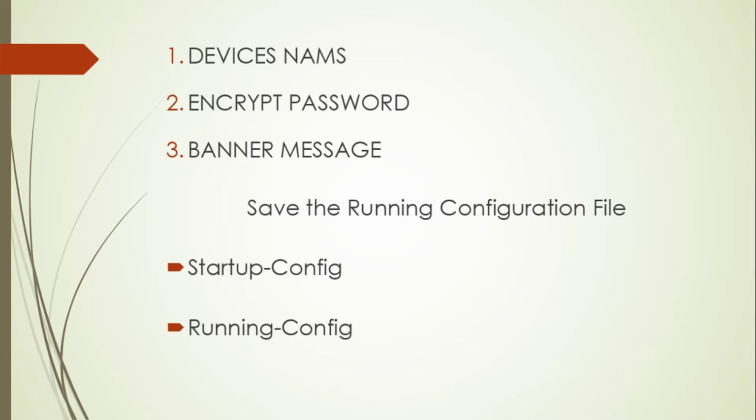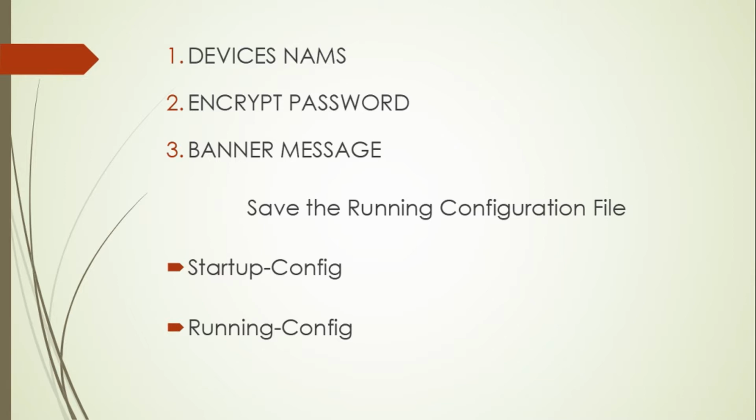Second is saving the running configuration file. There are two system files that store the device configuration. The first is the startup configuration. The file is stored in non-volatile random access memory, or NVRAM, that contains all the commands that will be used by the device upon startup or reboot. NVRAM does not lose its content when the device is powered off.